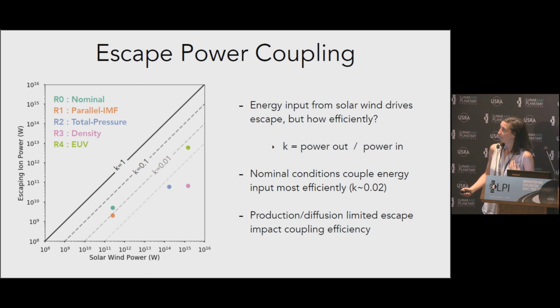This is true again when we think about how energy-escape coupling works. It's a very astrophysicist kind of view of things, where energy in should couple to energy out with some sort of efficiency. And so that's what I'm showing here. Energy in, the solar wind power, and energy of escaping ions out on the y-axis, and then these constant lines here show some sort of constant efficiency at which we're driving escape. And our nominal conditions, shown here by this dot, actually are the most efficient energy coupling between the two cases. And that's because, again, we are production or diffusion limited in some of these more extreme cases, so we just don't transform energy input from the sun to escape as efficiently in those regimes.